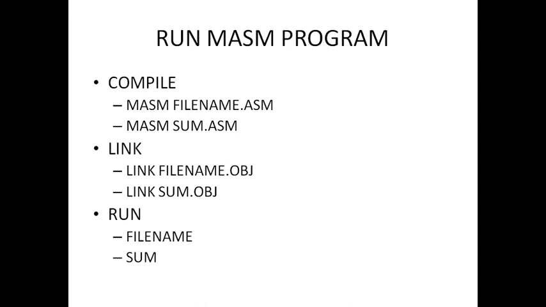Then if no error occurred after our compilation, we can go to link. For linking our file, just type the command link file name dot obj. Here our file name is sum, so type link sum dot obj. After pressing the enter key, it displays some messages. If there are no errors, then we can go to run.